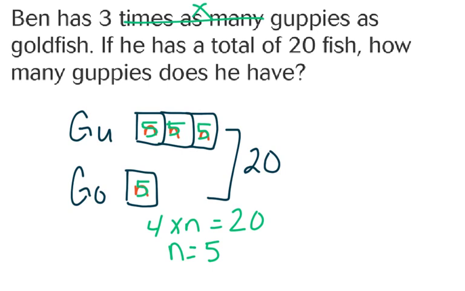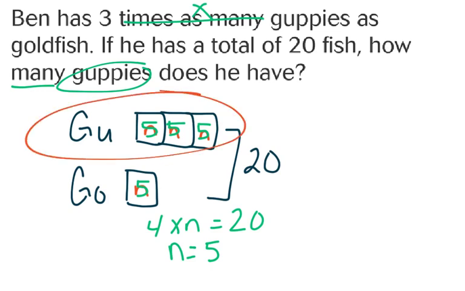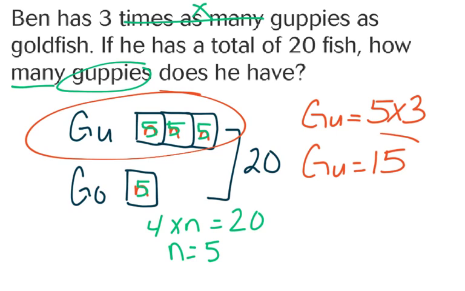And then I have to reread my problem. It asks how many guppies does he have. So I'm going to circle my section with guppies. And I'm going to add up all of those 5s, or I can multiply to find my guppies. 5 times 3. So my guppies is equal to 15. And that is the answer to this problem.